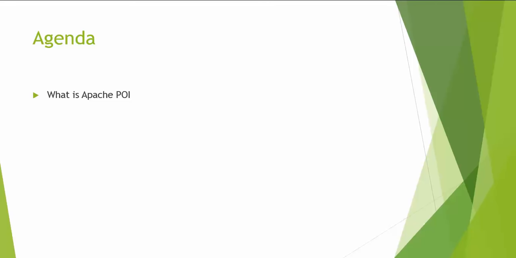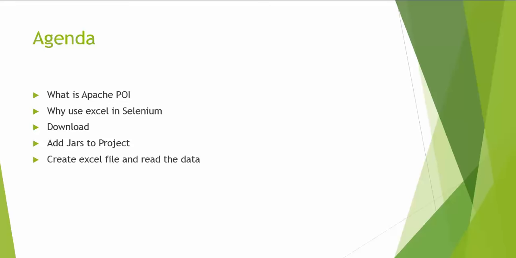So we will see what exactly this Apache POI is. Then we will discuss why we are using Excel sheets in our Selenium WebDriver script and why it is required to use an Excel approach in our regular automation scripts. Then we'll see finally how we can use it. So we will download Apache POI first. Then after downloading, we will get a couple of jar files that we will add into our regular project. And finally, we'll create one Excel sheet and we'll try to read that Excel sheet using Apache POI.